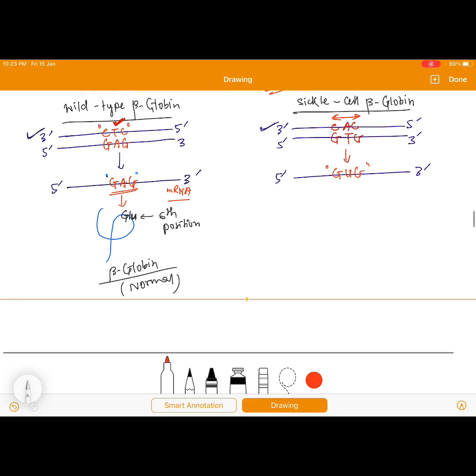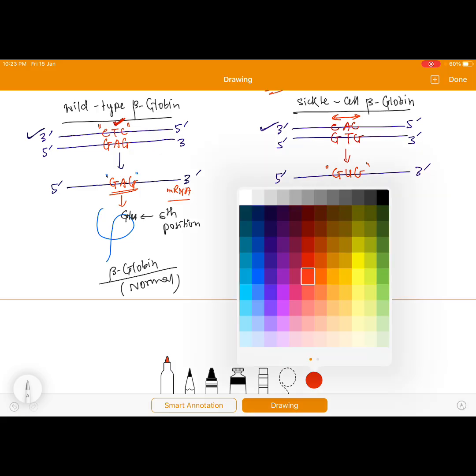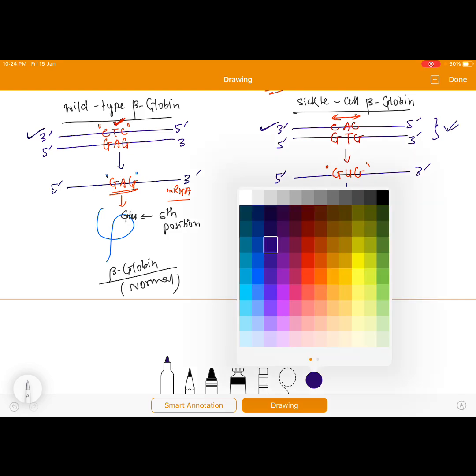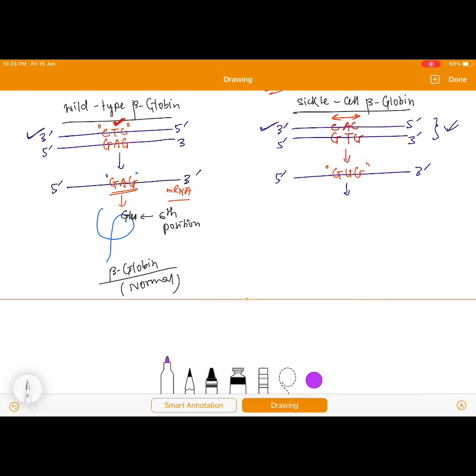Now this particular mRNA will also form a particular protein, and that protein will also become hemoglobin because this gene is the hemoglobin encoding gene. So that will be hemoglobin. However, this hemoglobin is quite different from the earlier hemoglobin. Why is it different? Because this codon is changed, and corresponding to this codon the amino acid will also be changed. Earlier it was glutamate at the 6th position, now it will become valine at the 6th position.